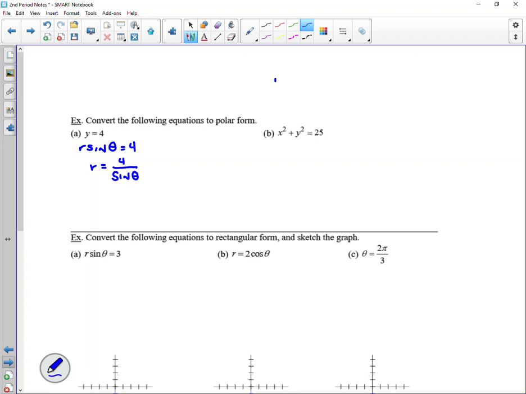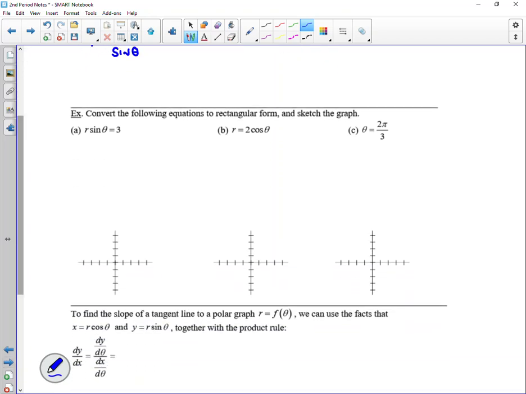Like they would say, find r of theta. So that means that they want r equals something with theta only in it. That's the specific instance. Okay, x squared plus y squared equals 25. That one's r equals 5. That's just a polar with a radius of 5 all the way around, because it's a circle. Okay, r sine theta equals 3.